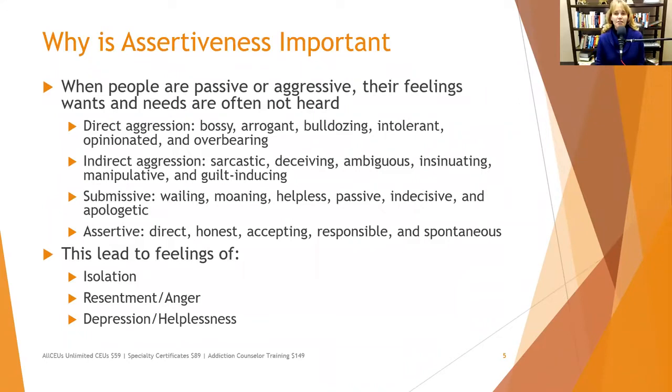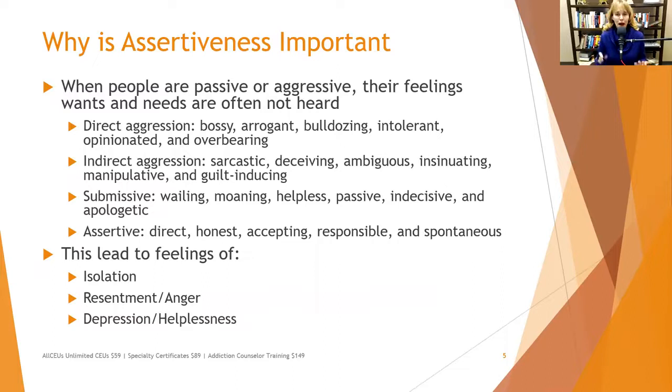When people are passive or aggressive, their feelings and wants and needs are not heard. So in group, we talk about different examples of what direct aggression looks like. If I'm being aggressive, and that's what we generally think of as direct aggression, what does it look like? And what kind of behaviors might you see? Some of the suggestions that I've gotten have been bossy, arrogant, bulldozing, intolerant, opinionated, and overbearing. Some people are extremely opinionated. However, you can be opinionated and also accept other people's opinions. So it's finding that line where you're validating the other person as having valid opinions.